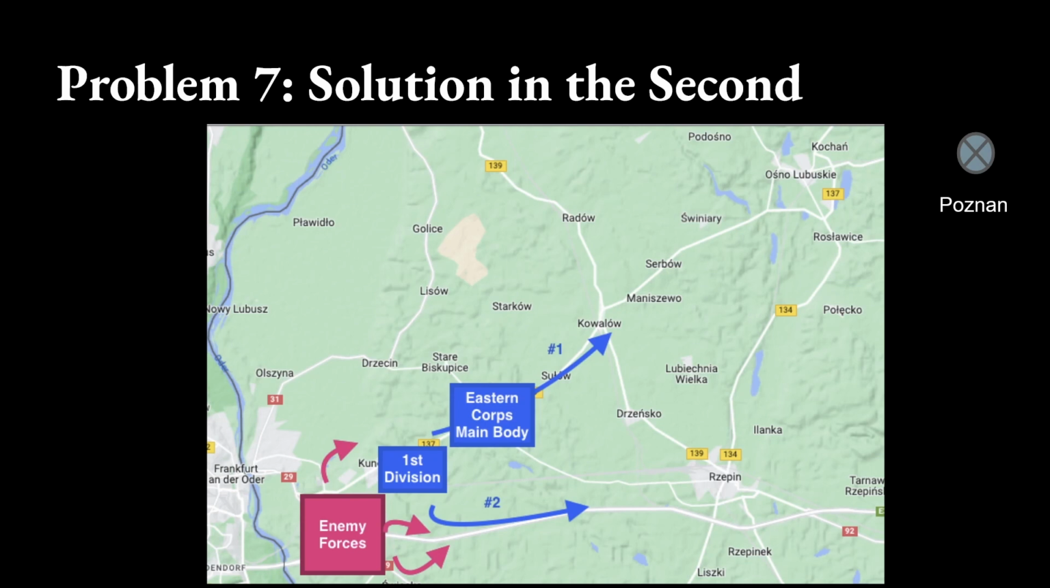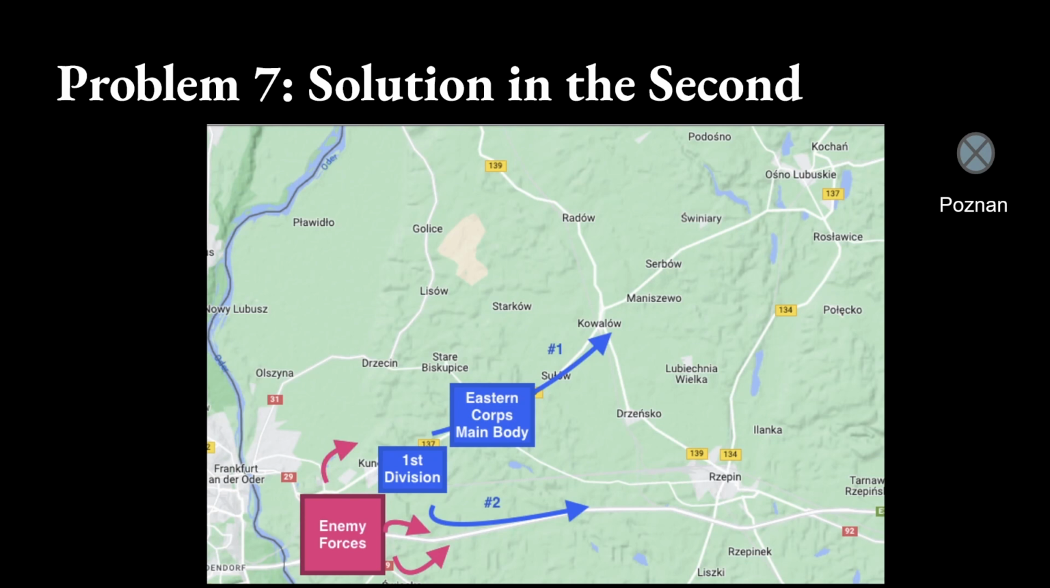However, the enemy forces may force the 1st Division to take road number 2, which is to the south, at which point Moltke observes that the Eastern Corps main body, consisting of the remaining 2 divisions, should remain concentrated and try to move southwest and keep the enemy from concentrating as it comes out of the woods that are immediately to the east of the Oder River.